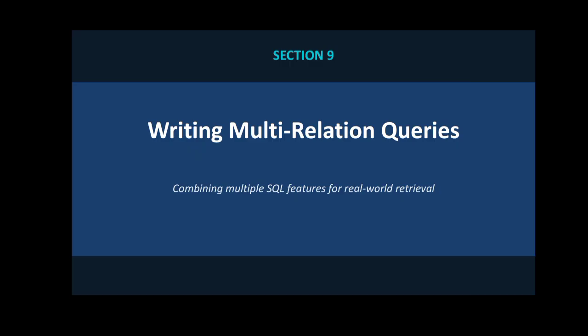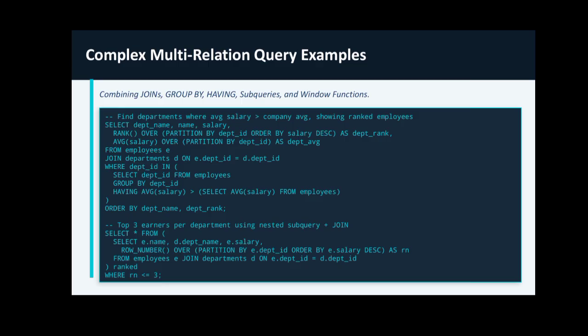So in the final section, we bring everything together, writing complex multi-relation queries that combine multiple SQL features simultaneously. The first query on screen is a comprehensive example. It identifies departments where the average salary exceeds the overall company average using a subquery with HAVING, then uses a join to enrich the result with department names, and finally applies RANK and AVG as window functions to show each employee's standing within their department, all in a single query.